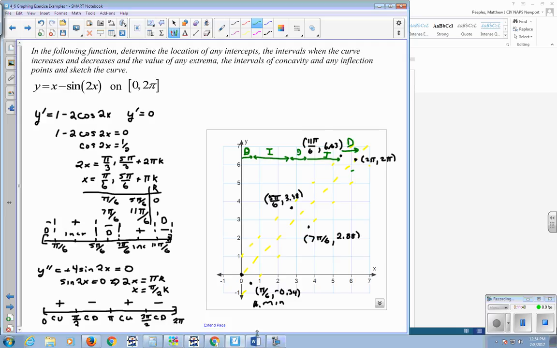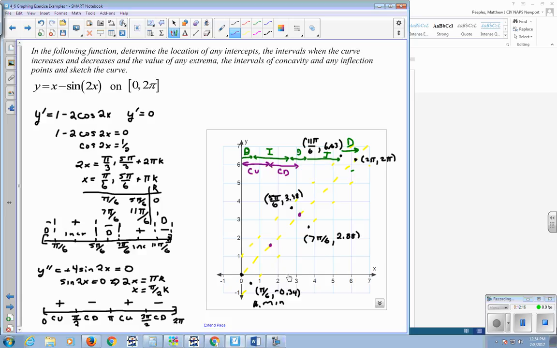Looking at our second derivative tells us that this function is going to be concave up all the way up to pi over 2, about 1.57 or so. From pi over 2 to pi, so from right about here all the way up to just slightly to the right of 3 and some change, we're going to be concave down. We're going to have a point of inflection right here. We're going to have another point of inflection right here at pi over 2.